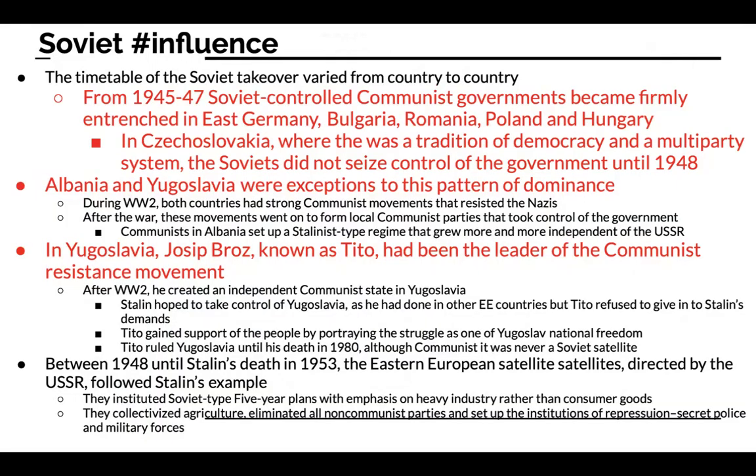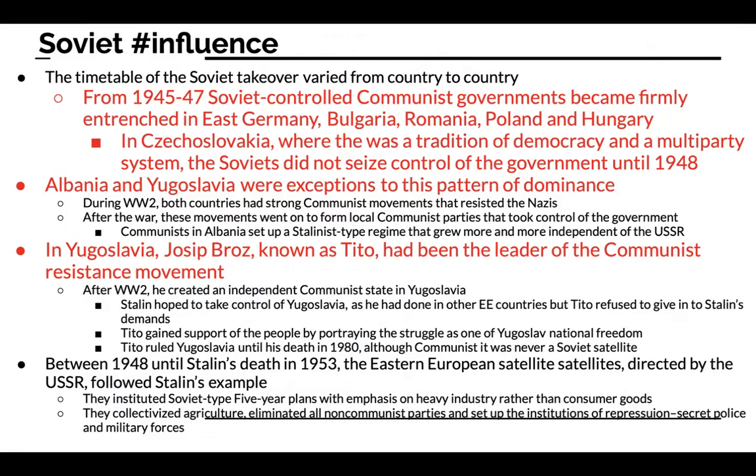All right, Soviet influence. So the timetable of the Soviet takeover varied from country to country. From 1945 to 47, Soviet-controlled communist governments became firmly entrenched in East Germany, Bulgaria, Romania, Poland, and Hungary. In Czechoslovakia, where there was a tradition of democracy and a multi-party system, the Soviets did not seize control of the government until 1948.